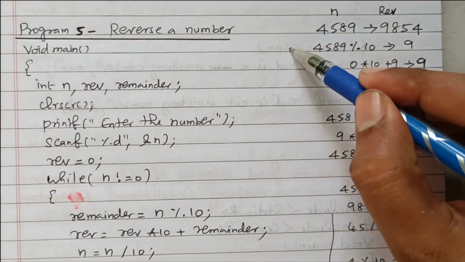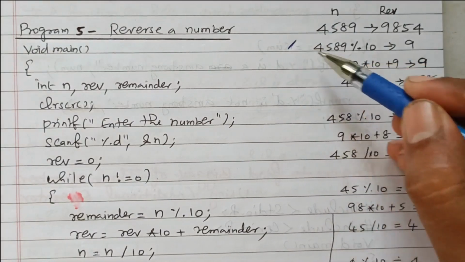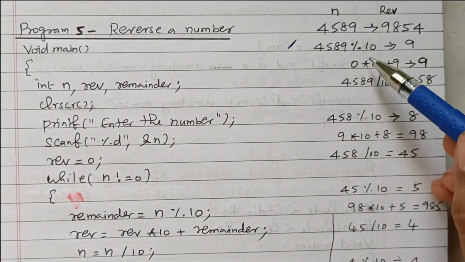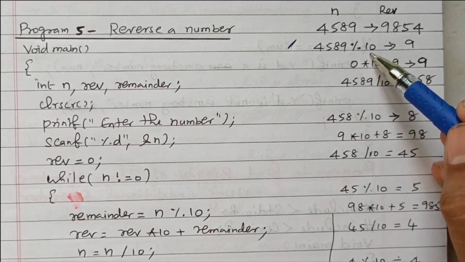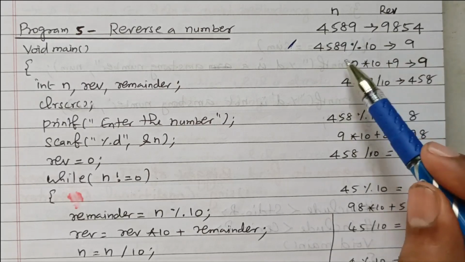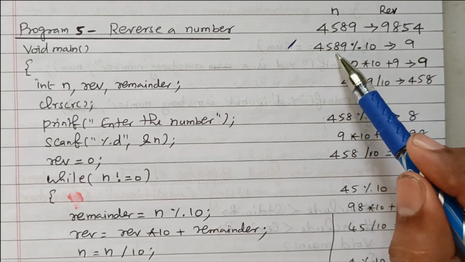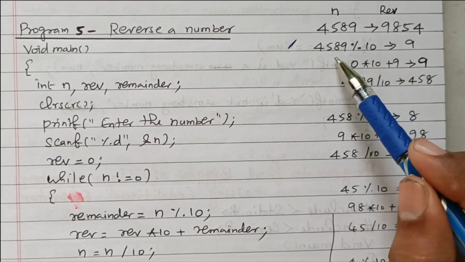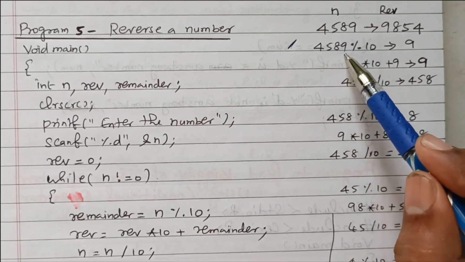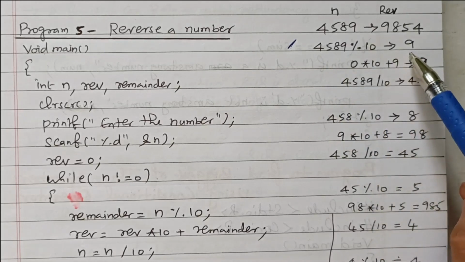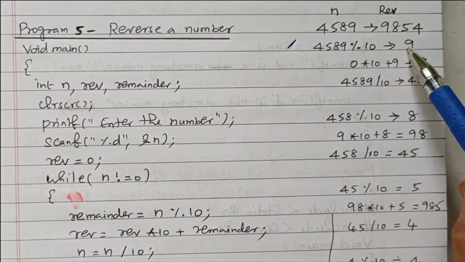Right? The division means it will give the quotient value. Modulo division means it will give the remainder value. So by extracting 9, if you divide by 10, it will give the remainder value. 4589, if you divide by 10, it is 458; 458 times it will go. The remainder value is 9. So that we can extract this 9 value.